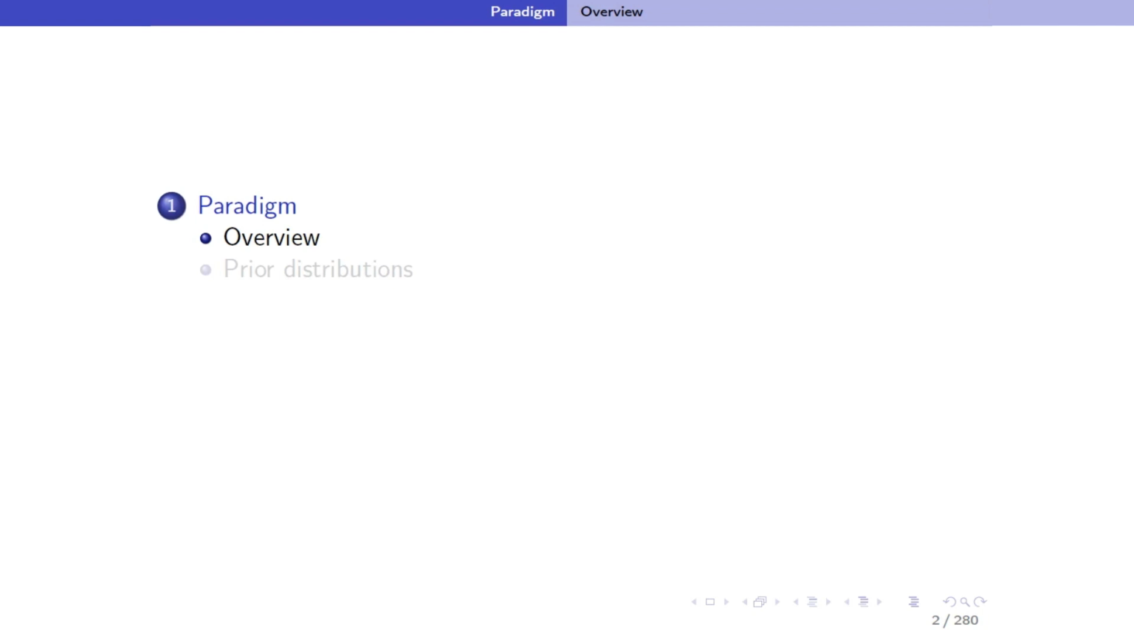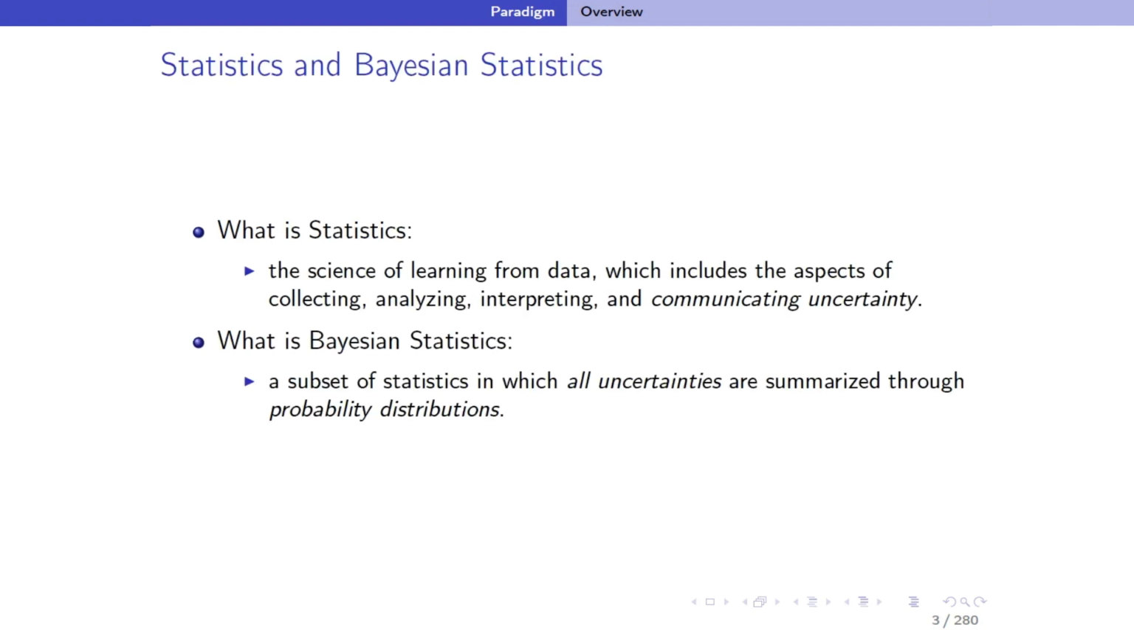So this is the overview of the Bayesian paradigm, and we start by stating what is statistics and what is Bayesian statistics. The idea of statistics is the science of learning from data, from collecting, analyzing, and interpreting, and to do inference. And one key is to communicate uncertainty. As we all know, a point estimate means something, but usually it is the confidence interval to quantify the uncertainty that we care about. What is Bayesian statistics?